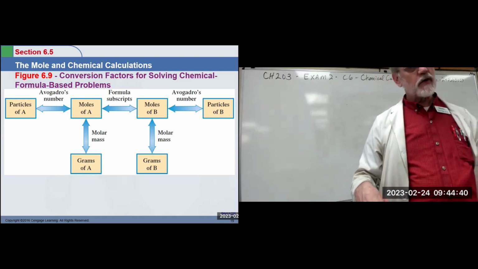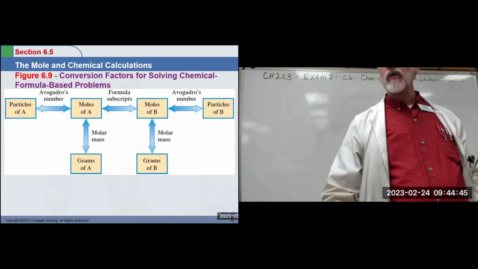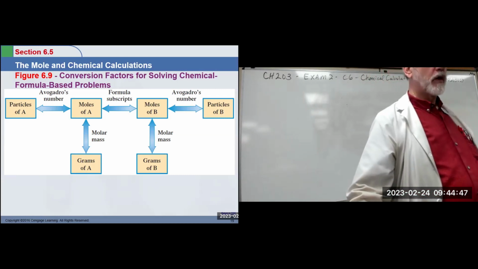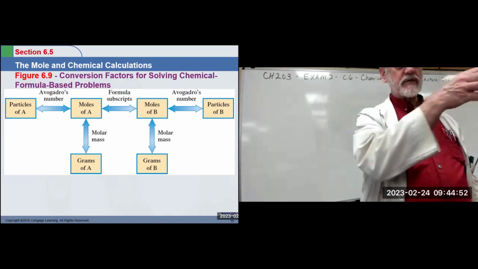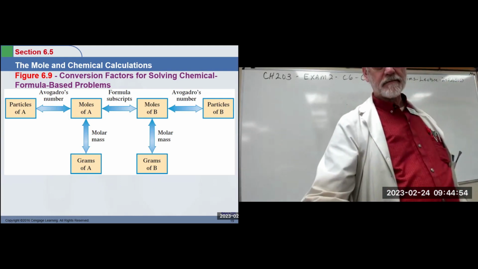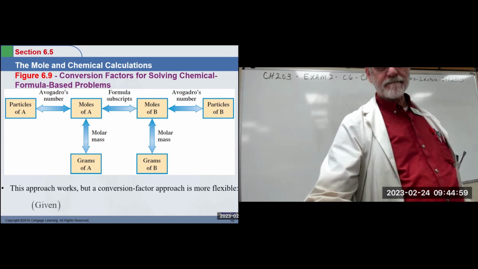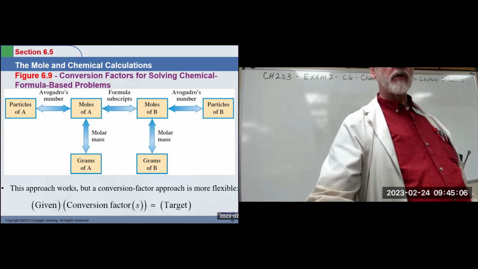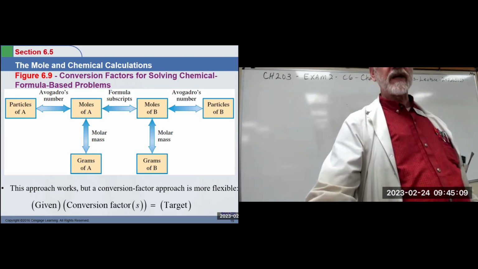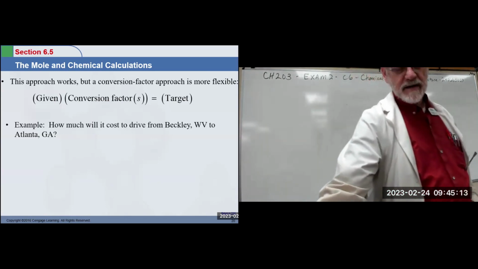But you can use this flowchart if you want. I think dimensional analysis works better. In other words, where are you starting? Where do you want to end up? If it's a calculation, what intermediate steps do you need to get there? Right. You have what you're given, you have your target, and then you have a conversion factor or multiple conversion factors. You have to chain them together. All right.